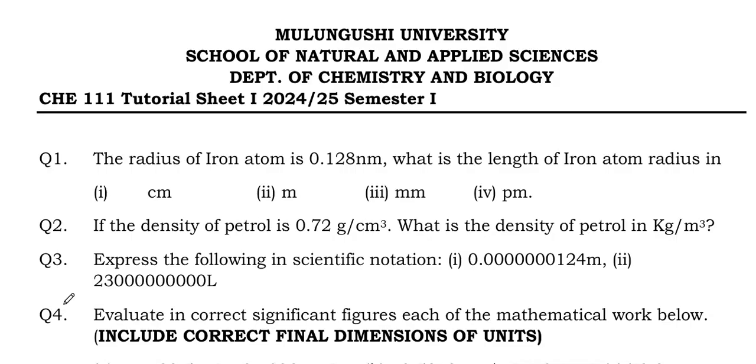The question reads, question 1: the radius of an iron atom is 0.128 nanometers. What is the length of the iron atom radius in centimeters, meters, millimeters, and picometers? So what have we been asked? We need to understand the question. The question is just asking us to convert from nanometers to the named units in the question.